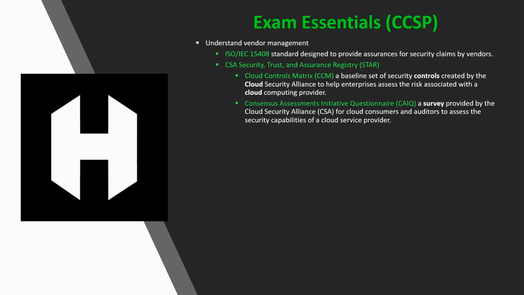The second component is your Consensus Assessments Initiative Questionnaire, and that's pretty much a survey provided by the CSA for cloud consumers and auditors to assess the security capabilities of a cloud service provider. Now, there are three levels. The first level is your self-assessment. Second level is your CSA STAR attestation. And your third level is your CSA STAR continuous monitoring.